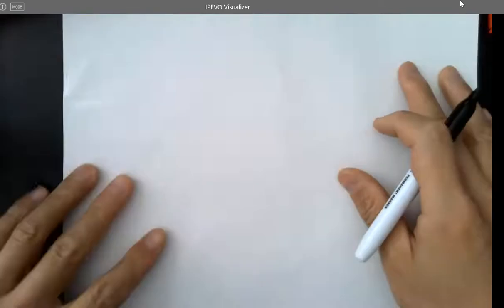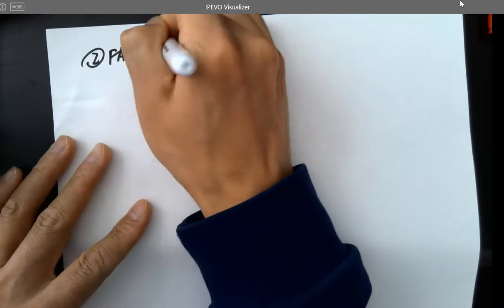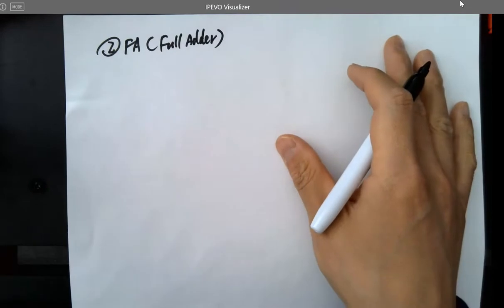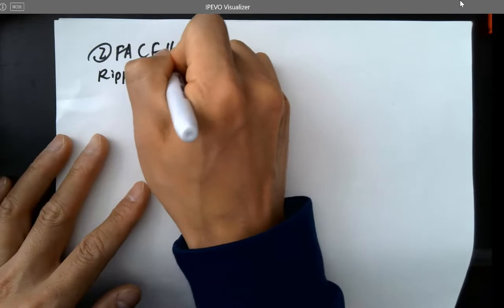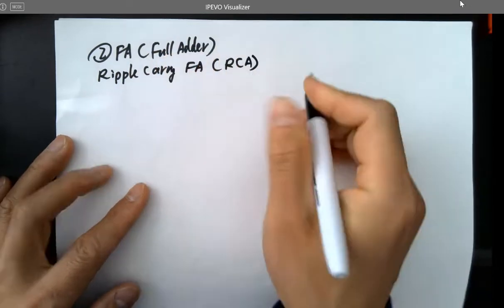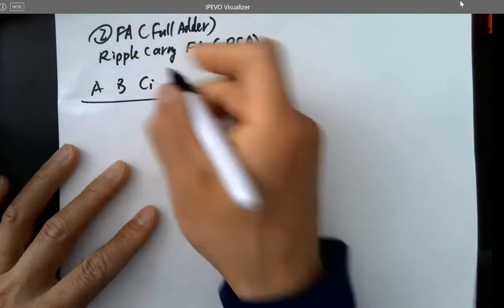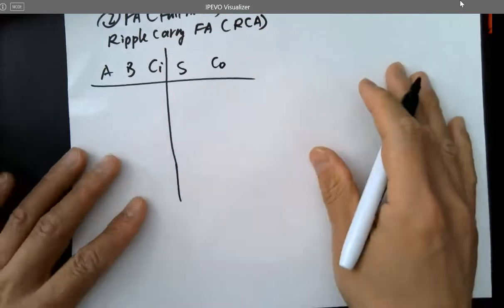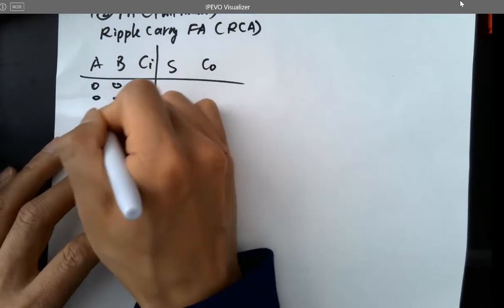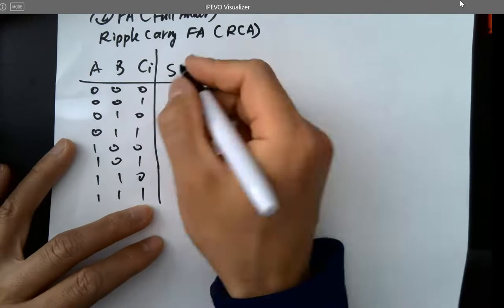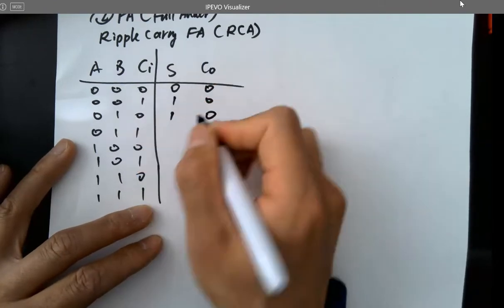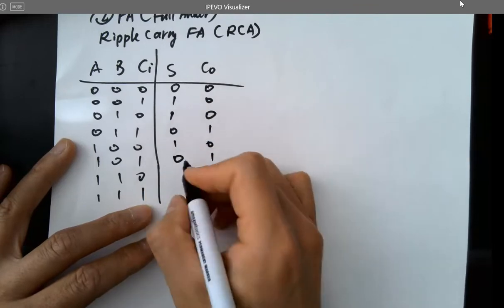Okay, very quick. Full adder. How many inputs? How many outputs? We're just using the very traditional ripple carry full adder, RCA. A, B, Ci, so 3 inputs, 2 outputs, S, and carry out. The input combinations are 0, 0, 0, 0, 0, 1, 0, 1, 0, 0, 1, 1, 1, 0, 0, 1, 0, 1, 1, 1, 0, 1, 1, 1. The outputs are 0, 0, 1, 0, 1, 0, 0, 1, 1, 0, 0, 1, 0, 1, 1, 1.